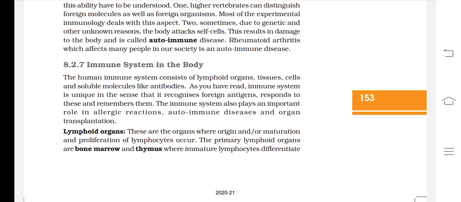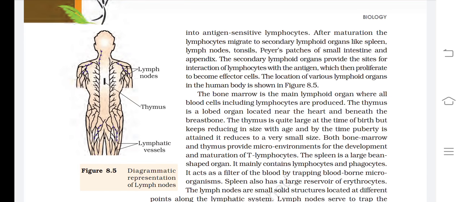Lymphoid organs. These are the organs where origin and/or maturation and proliferation of lymphocytes occur. The primary lymphoid organs are bone marrow and thymus, where immature lymphocytes differentiate into antigen-sensitive lymphocytes. After maturation, the lymphocytes migrate to secondary lymphoid organs like spleen, lymph nodes, tonsils, Peyer's patches of small intestine, and appendix. The secondary lymphoid organs provide the sites for interaction of lymphocytes with the antigen, which then proliferate to become effector cells. The location of various lymphoid organs in the human body is shown in figure 8.5.